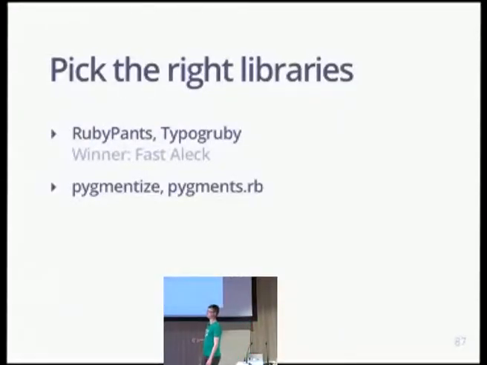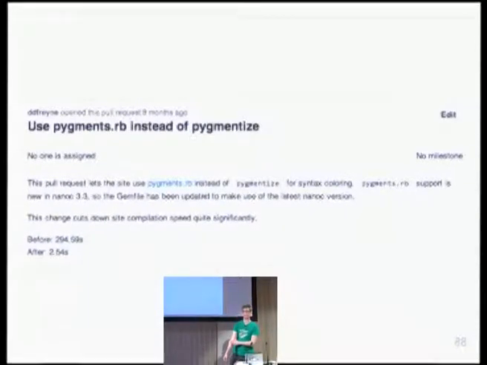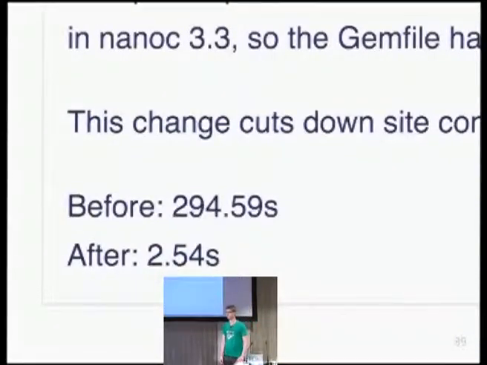If you have syntax that you would like to have colored, then you can use pygmentize, which is the command line interface to Pygments, and there's pygments.rb. The pygmentize filter shells out and calls the pygmentize command line tool, while pygments.rb interacts with the Python interpreter directly from Ruby. And pygments.rb is way faster than pygmentize. So here's an example. I did a pull request to the GitHub API documentation site, and I replaced pygmentize by pygments.rb, and the speedup is amazing. Let me zoom in. Before, it took 5 minutes to compile the site, and after changing pygmentize to pygments.rb, it only takes 2.5 seconds. That is a huge speedup, and that's all because I used a different filter.